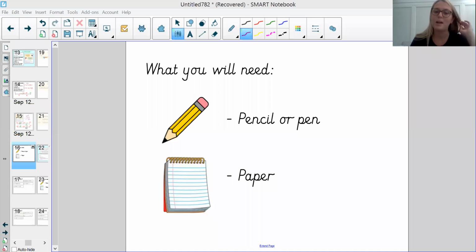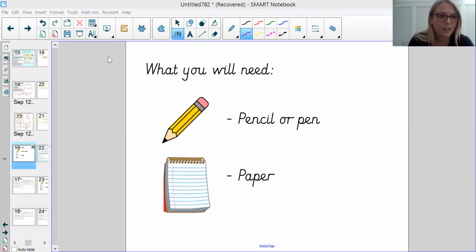My name is Miss Bowden and today we are going to be working on Year 6 negative numbers. I'm going to share my screen with you and we can get started. What you will need is a pen or pencil or something to write with and a sheet of paper to do your working out on and to write your answers down.